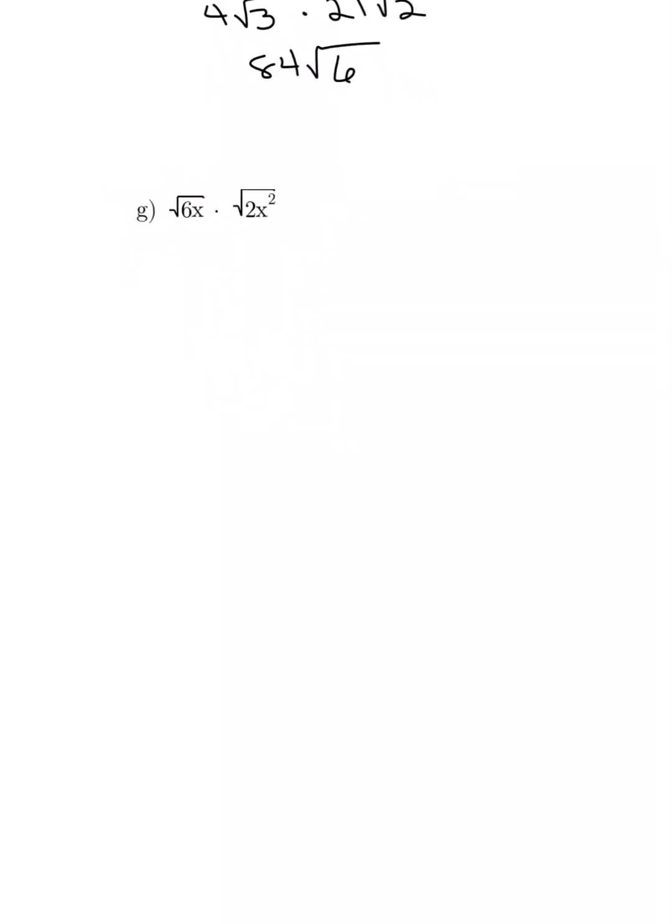Next, we're going to take the square root of 6x times the square root of 2x squared. Those numbers are both small and can't be simplified, so we're going to leave them alone. In multiplying, the 6 times 2 gives me 12. X times x squared gives me x to the third. We have to check our answer. Is there a square that goes into 12? Yes, there is. So the square is 4 times the other part is 3.